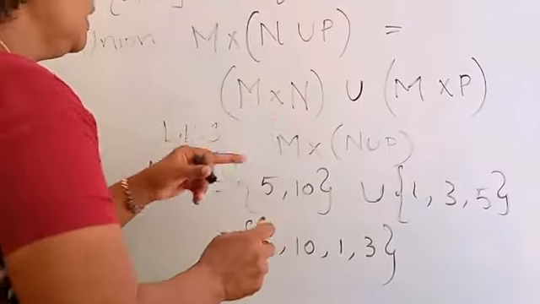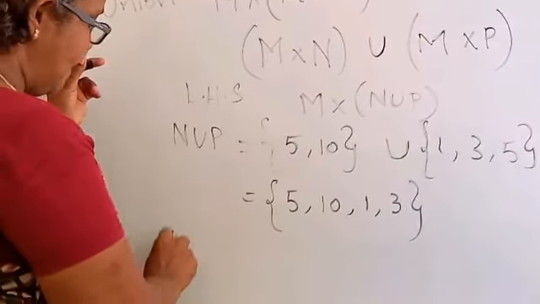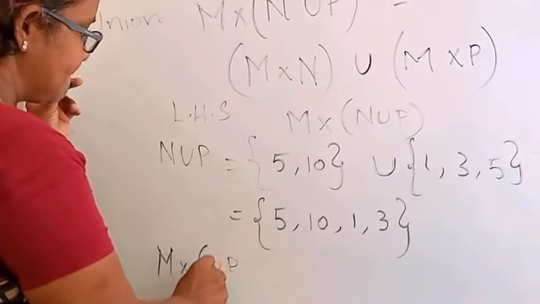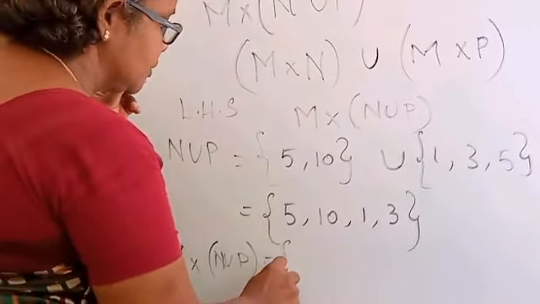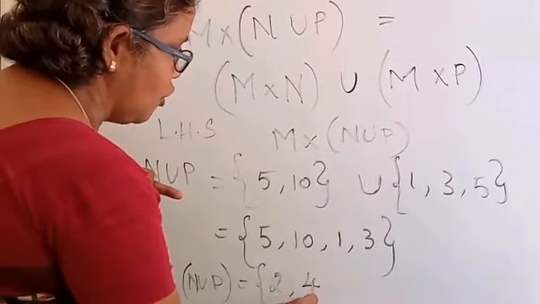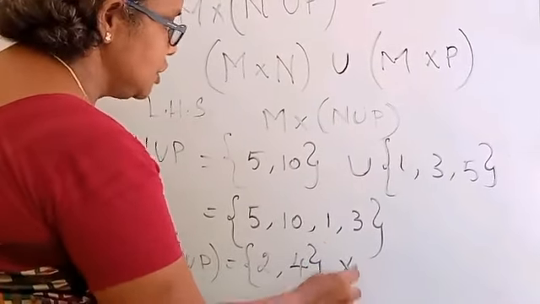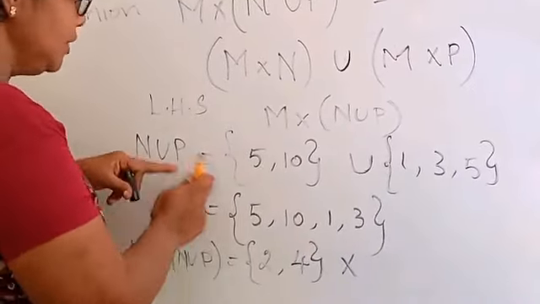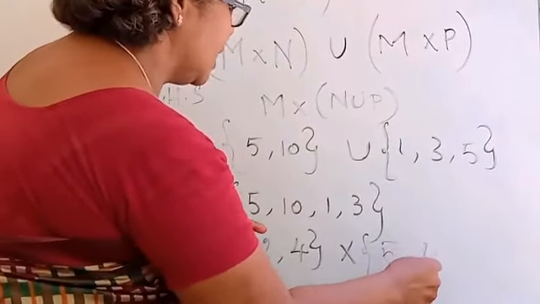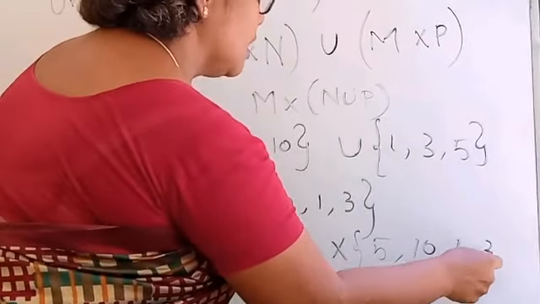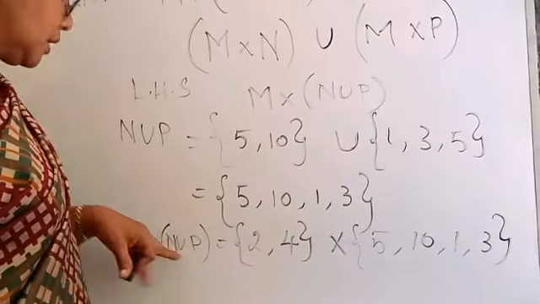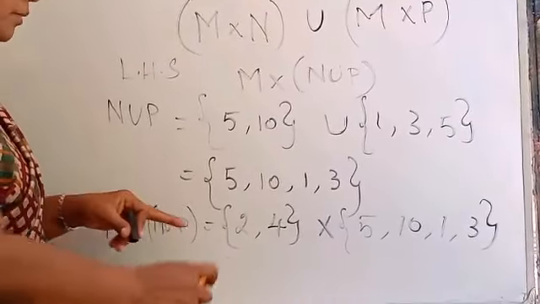Next, moving on to the Cartesian product. So M cross N union P is equal to, first write the M set, which is nothing but 2, 4, Cartesian product of N union P we already found out. So what is it? It is 5, 10, 1, 3. So how many elements will you be having in M cross N union P?